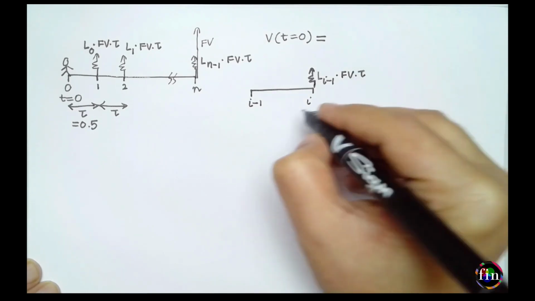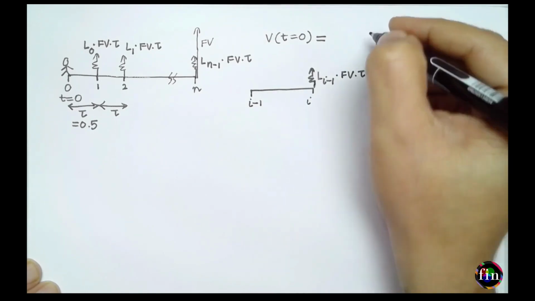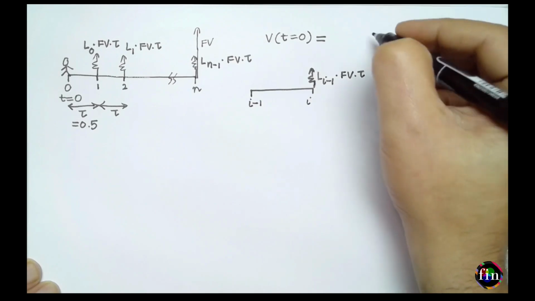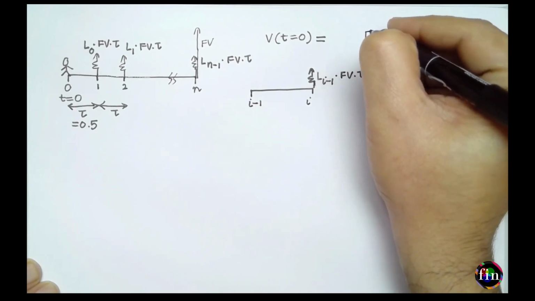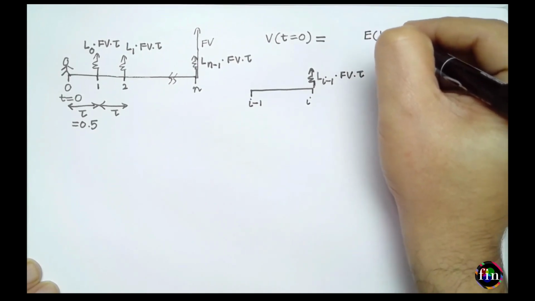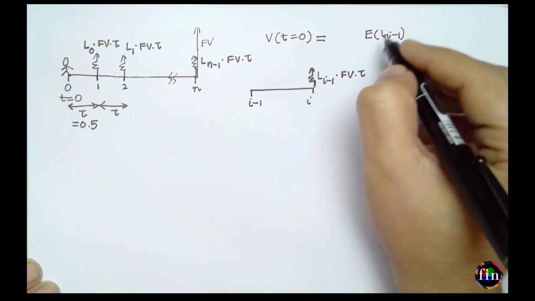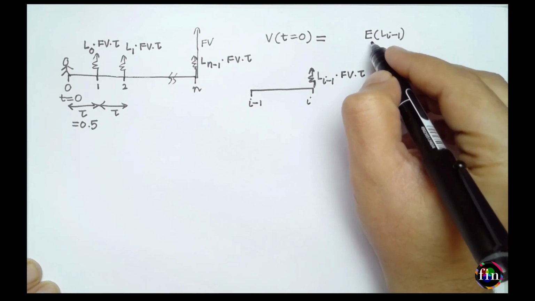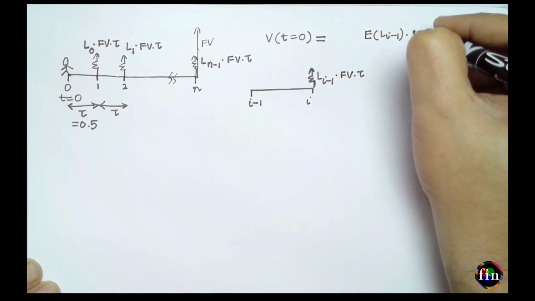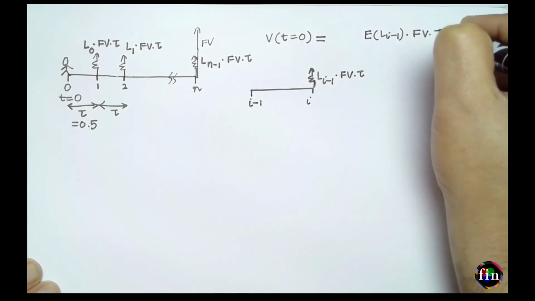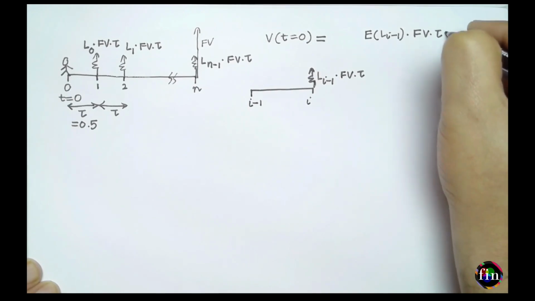So if this is for the ith payment, let me discount it to today. What would I do? Let me use the expected value of this LIBOR. I don't know this LIBOR as of today, so I'll be using its expected value, times the face value, times tau. I need to discount it to today.